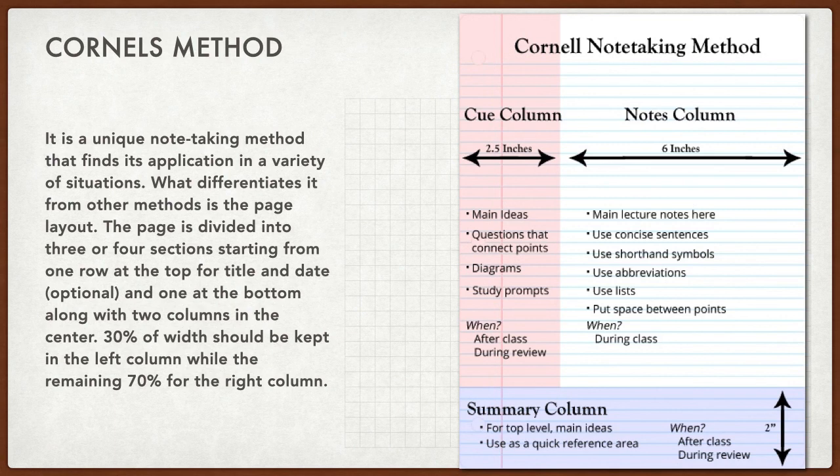If you are not that busy, you can check out the notes column, and if you're super busy and you don't have time, you can just check out the Q column, in which you have written down the main ideas, the questions, the diagrams. And if you are still busier and can't check out either the notes column or the Q column, then you can check out the summary column, which is at the bottom of the paper. In this, you just summarize it and keep it.